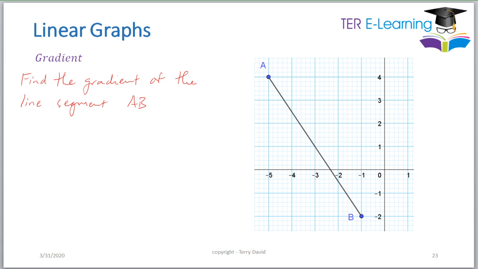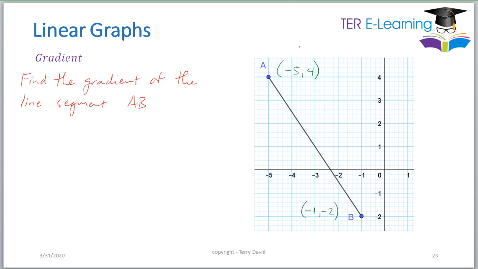Alright, Giovanni, yep. Alright, so some of you are making mistakes with the subtraction. So let's look at that. Before we can work out the gradient, we need to figure out what the coordinates of those 2 points, A and B, are. So this point here, the point A, is actually minus 5, 4, right? We always read out the x value first. And the point B here is minus 1, minus 2.